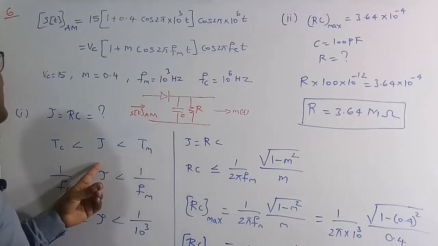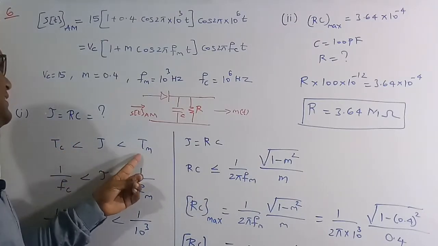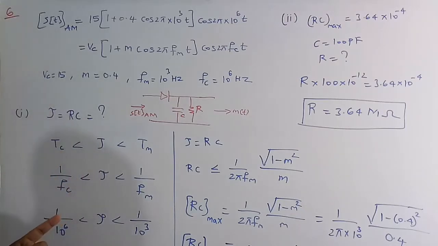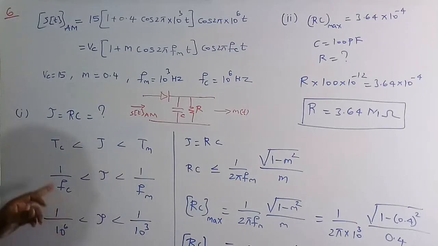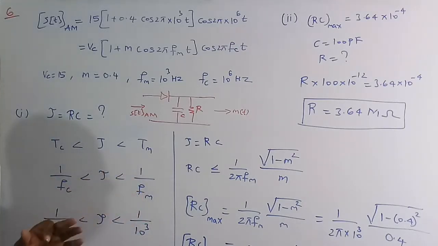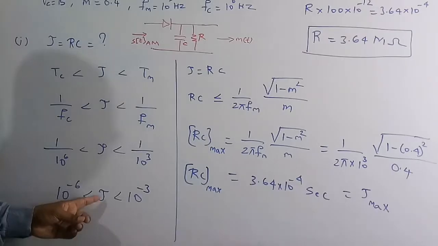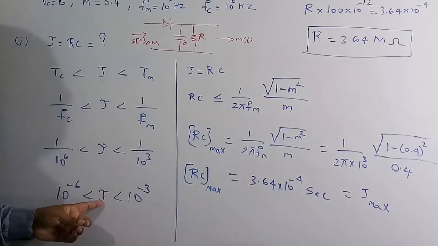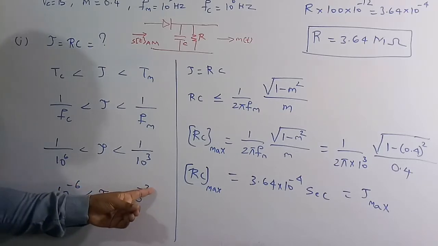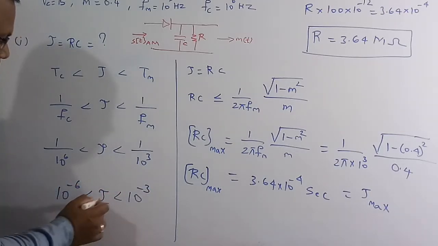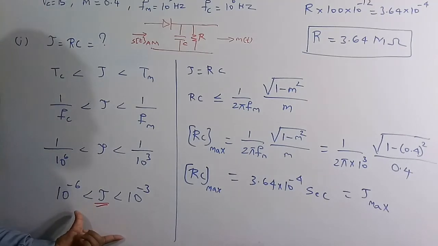The time constant always lies between Tc and Tm, where Tc is the time period of the carrier signal and Tm is the time period of the message signal. Time period is inversely proportional to frequency, so 1 by fc and 1 by fm. We know fc is 10 to the power of 6 and fm is 10 to the power of 3. So tau, the time constant of the envelope detector, always lies between 10 to the power of minus 6 seconds and 10 to the power of minus 3 seconds.